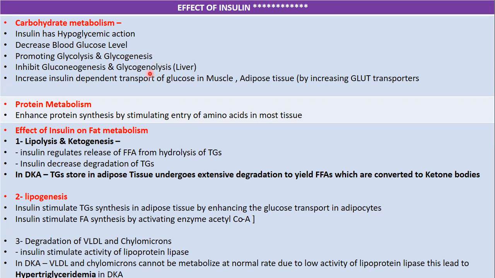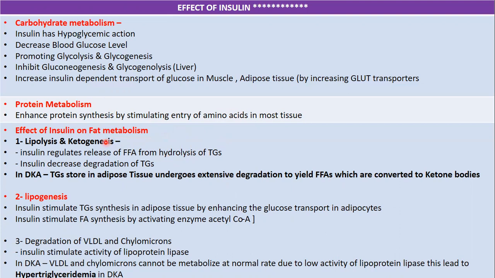because we do not need more glucose in the feeding state when insulin is present, so we need to inhibit these two processes. And finally, in carbohydrate metabolism, there is an increase in insulin-dependent transporters, which we normally see on the cells. Coming to protein metabolism, insulin enhances protein synthesis, as it stimulates the entry of amino acids.